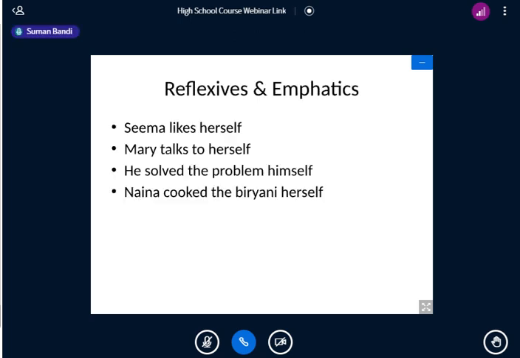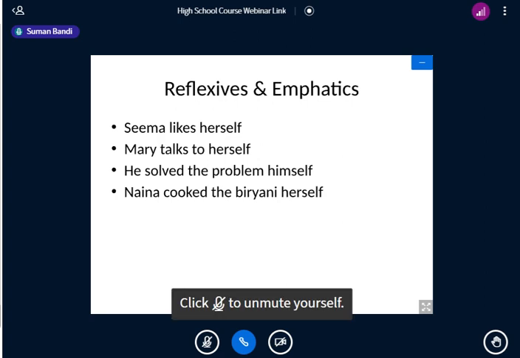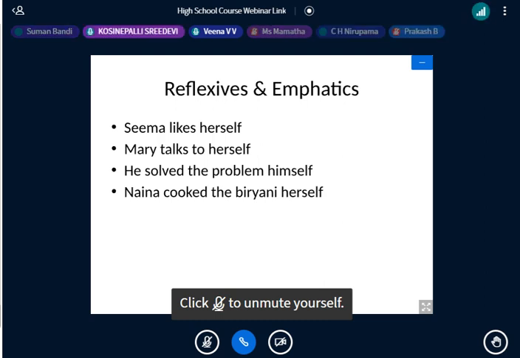Okay, reflexives and emphatics. As I said, this is a commonly confused area where many teachers can't differentiate. Look at the first sentence: Seema likes herself. Right? What do you think this is? Reflexive or emphatic? Any teachers who already know this concept can answer. Just two words, that's it.